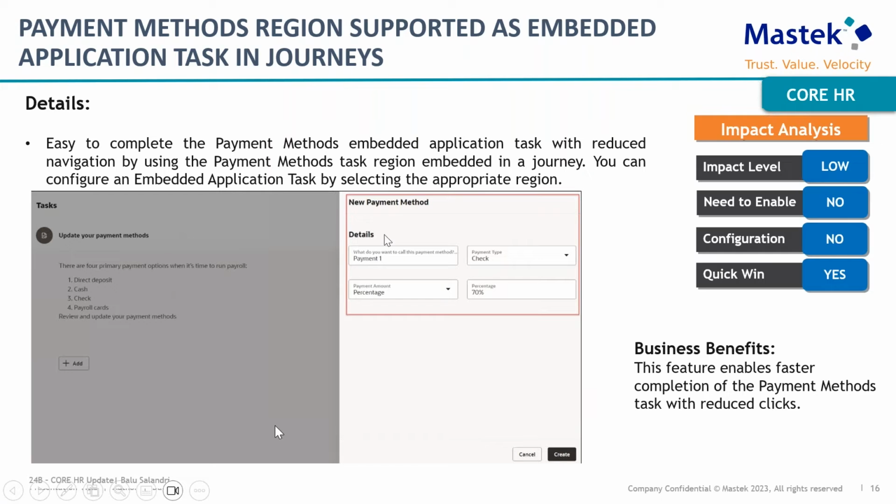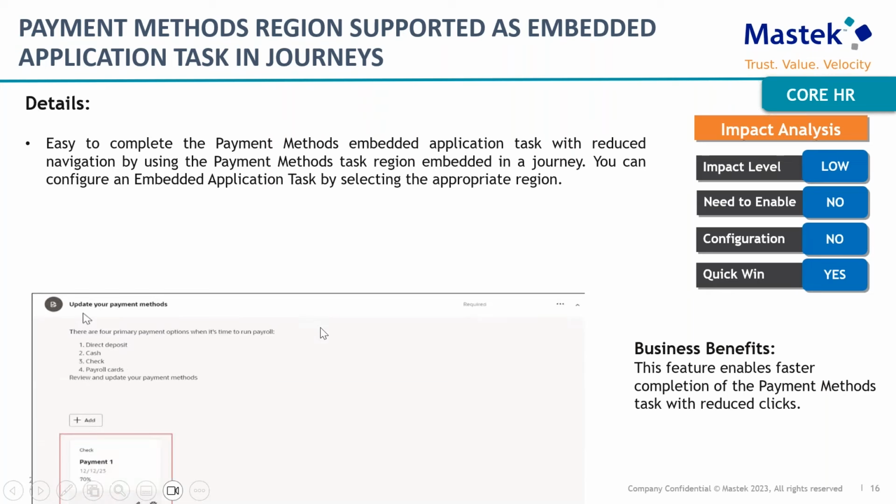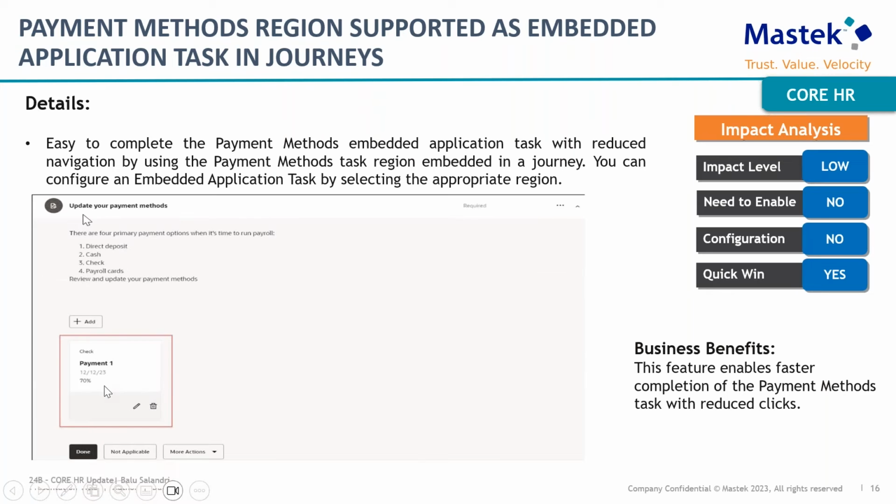This way, users will be able to add the payment method details. As we see, it is payment one check and percentage is 70%. When it is submitted, the task is completed, and a payment method will be created for the user. So this feature enables faster completion of payment methods task with reduced clicks.